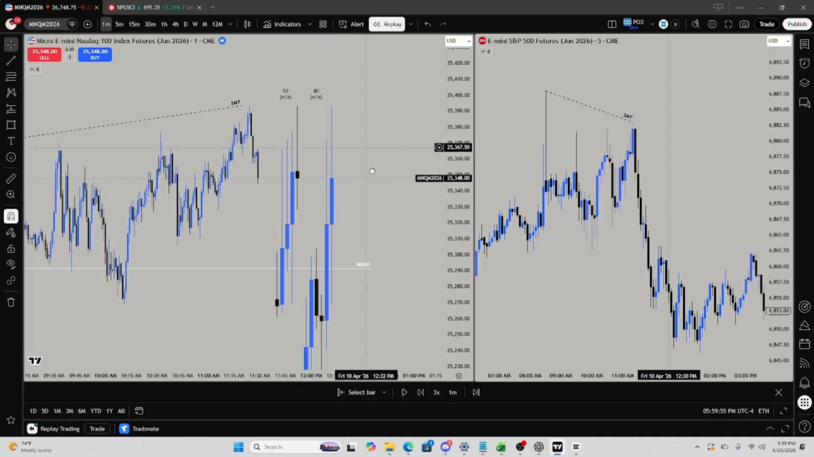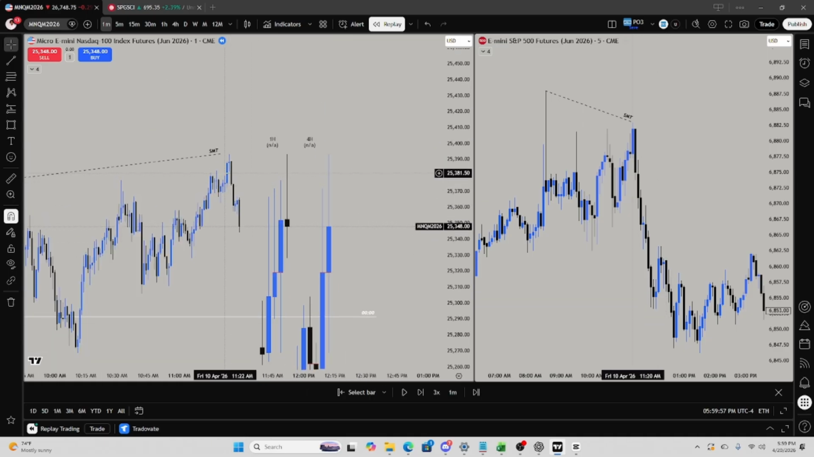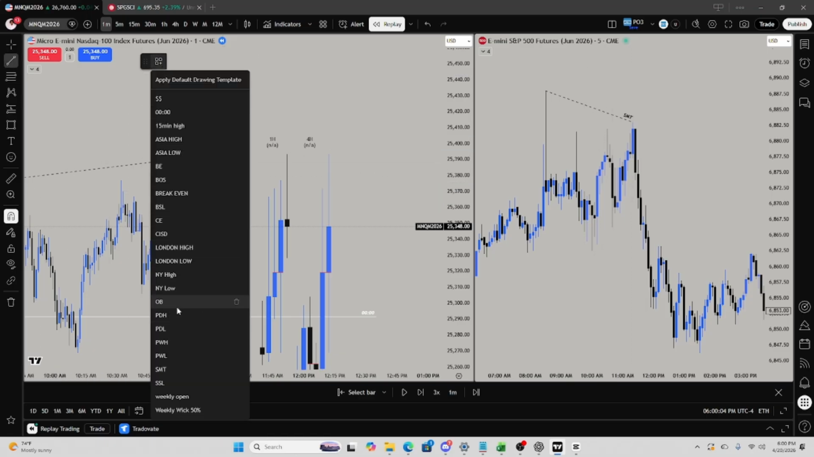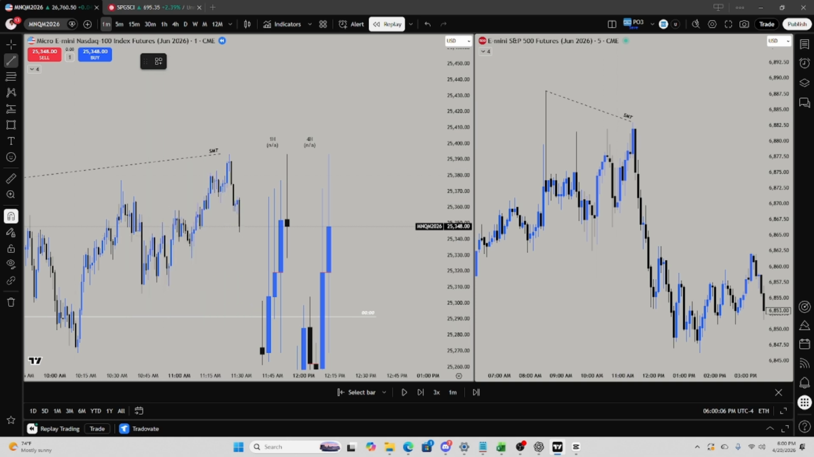Something I want you to notice is this inverse fair value gap that we have here, right? Not only that, we have a CISD, a 1 minute CISD. Remember, CISD is just also known as a change in direction, okay? Change in state of delivery. So we're going to also mark out this 1 minute CISD that we have here.